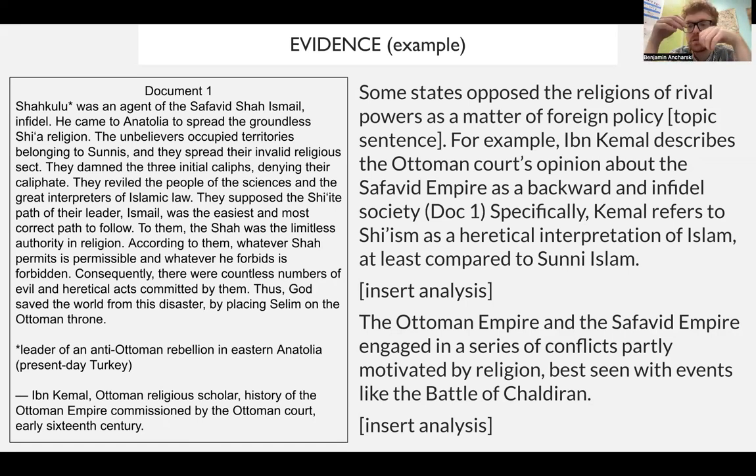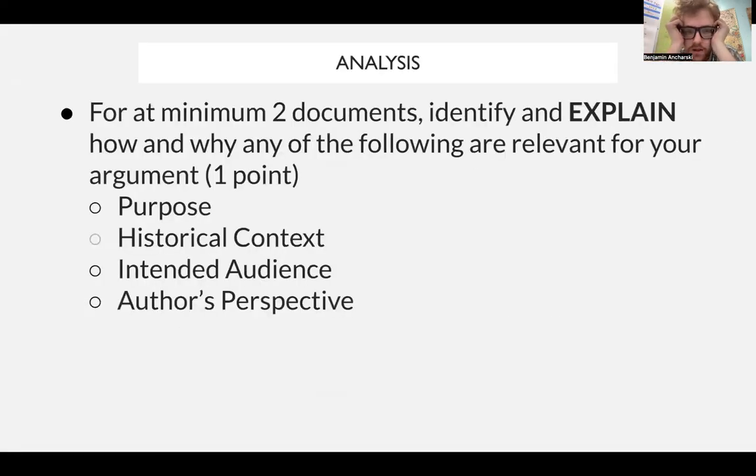I have not inserted analysis there yet. I have not supported how that would support a thesis that is about religious intolerance, but you can see where I'm going with that. And this is what I mean by outside evidence. The document does not reference the Battle of Chaldiran. That's something we talked about in class. So using what's not explicitly found in the documents, that's going to be the skill of how to get outside evidence. All right, now the analysis time. So on the AP, for a minimum of 2 documents, you need to identify and explain how any of the following are relevant for your argument.